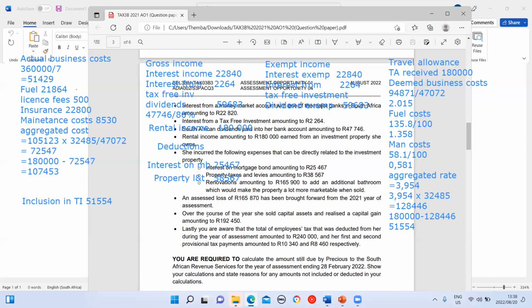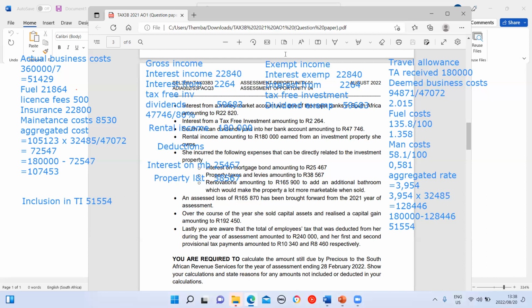it's not difficult. You just have to aggregate these three. The principle is that you aggregate these three before you deduct your assessed loss, and the assessed loss was 165,870 from the 2021 year of assessment. Then you'd have gotten a subtotal here, a different subtotal under your deductions or the taxable income at that point, as I had explained on the slides. Now let's move on to our capital assets and the realized capital gain.